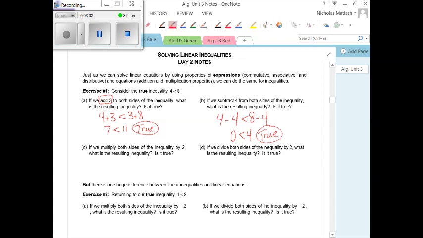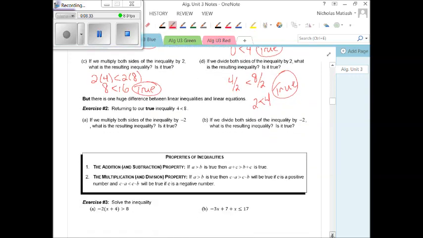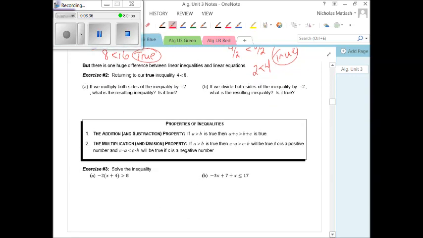So exercise 1, you're taking the inequality of 4 less than 8, and we are going to manipulate. We're going to change both sides. Remember, properties of equality, doing it to both sides, and just see if things remain true. So notice in part A, we're adding something. In part B, we're subtracting something from both sides. C and D, we're going to multiply on both sides and then divide on both sides. And as you'll find out, no matter what we do, no matter what operation we apply to both sides, we end up with true statements all along.